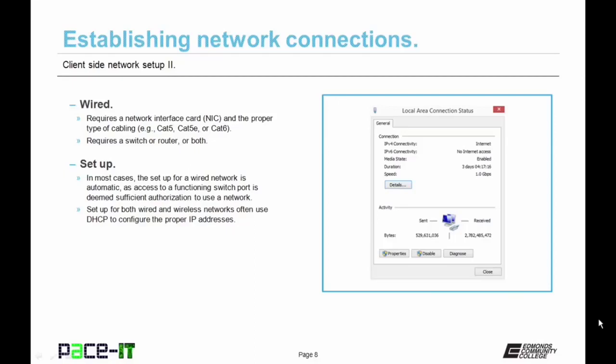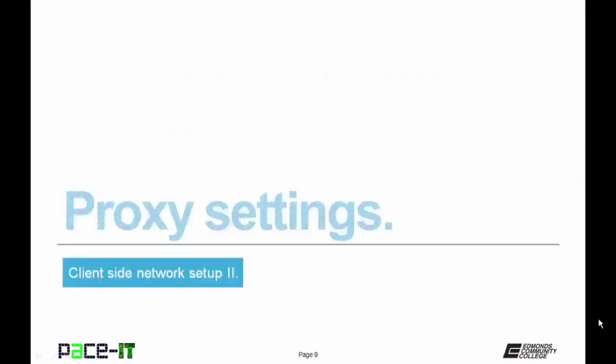Now let's discuss setup. In most cases, the setup for a wired network is fairly automatic, as access to a functioning switch port is deemed sufficient authorization to use the network. Setup of both wired and wireless networks often use DHCP, Dynamic Host Configuration Protocol, to configure the proper IP addresses. Let's move on to proxy settings.